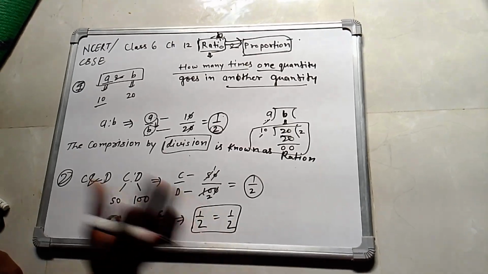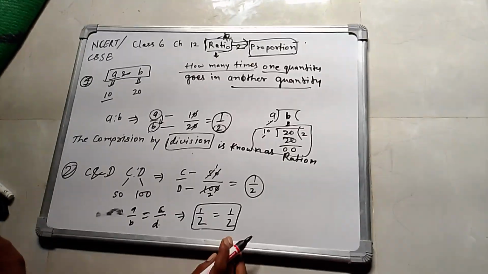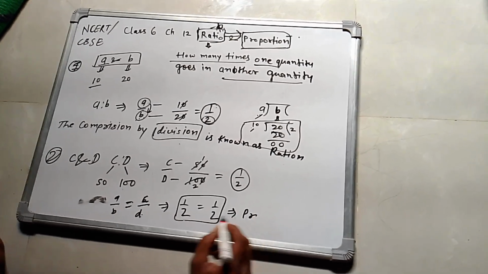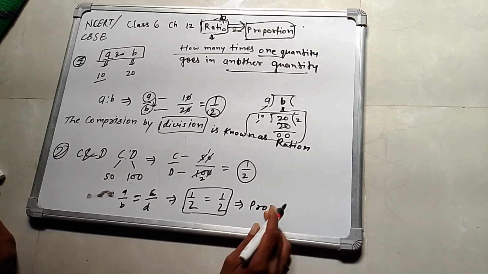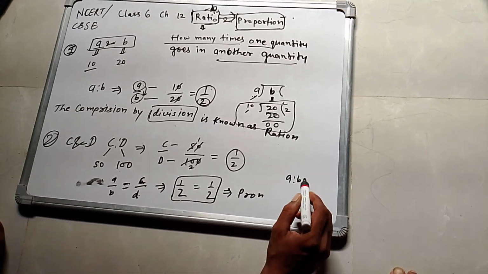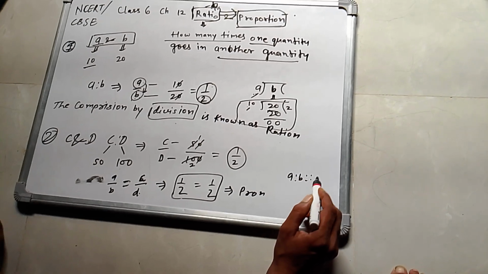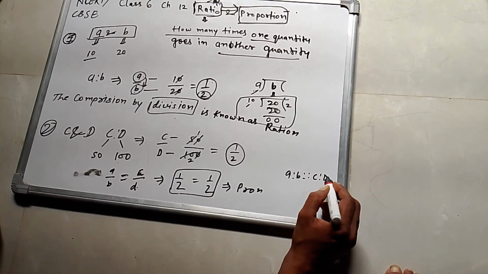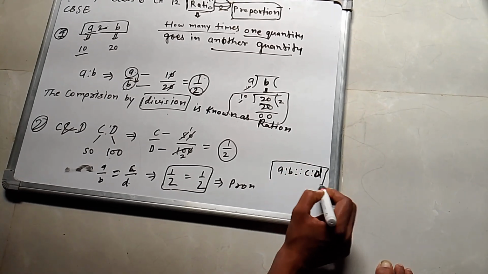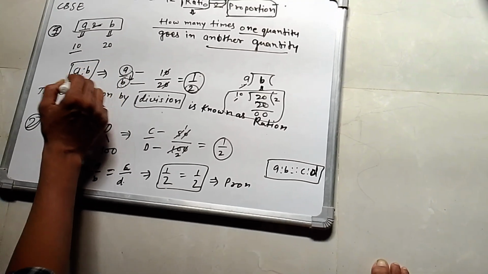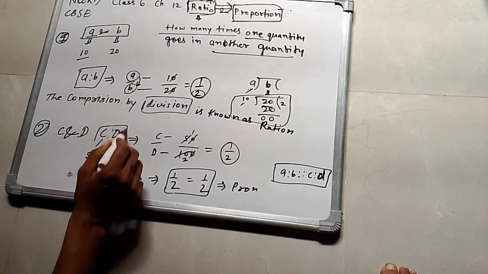If two ratios are equal, then the ratios are called proportion. These are in proportion. Proportion can be written as A is to B as C is to D. Here it is in the proportion form. Here it is the ratio form.